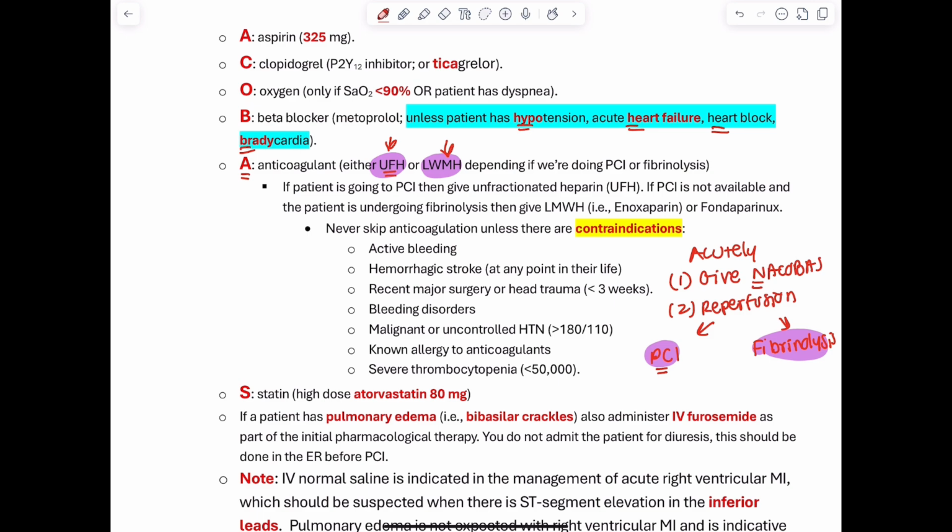But if you can't do a PCI, let's say you go to a hospital and they're not capable of doing a PCI, and you're not able to get to a hospital that does PCI, your only option is to do the second best thing, which is fibrinolysis. Then for this A portion, you give low molecular weight heparin, okay? So right here I said, depending on if we're doing a PCI or fibrinolysis.